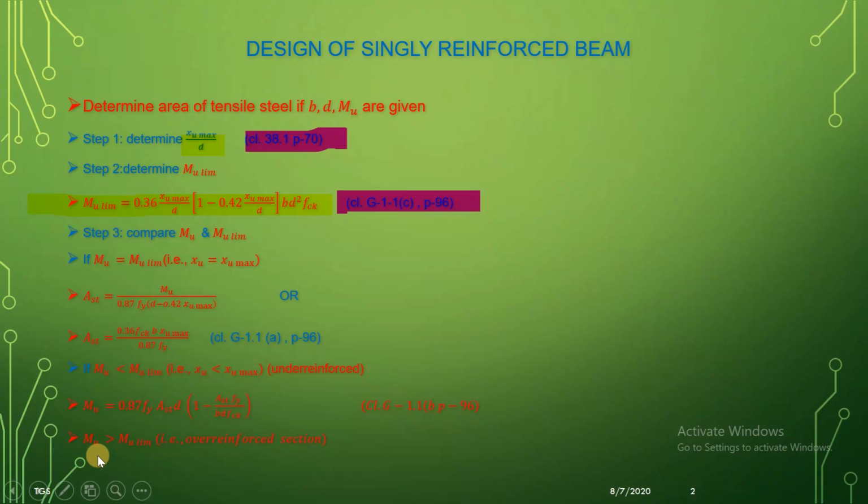And if Mu is greater than Mu limit, it's an over-reinforced section. This section cannot be used for the RC design. So we have to redesign the section, or it's designed as a double reinforced beam.